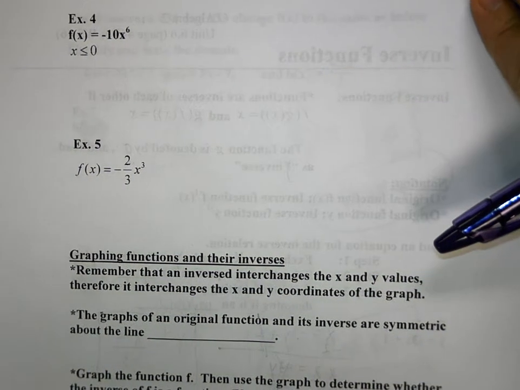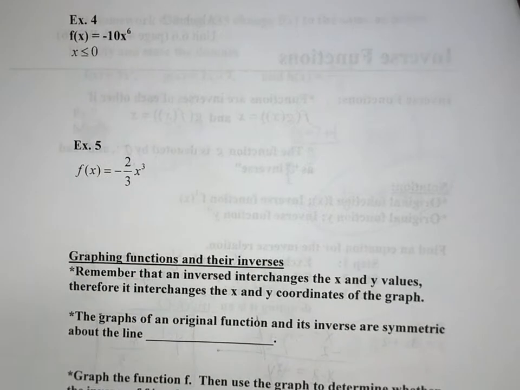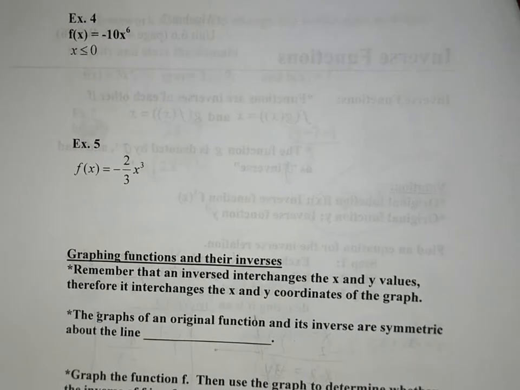Example 4. Notice on this one it says that x is less than or equal to 0. What numbers are less than or equal to 0? Negative numbers. So that's going to kind of come into play here, and we'll talk about it later. So on example 4, what do you think we should do first?